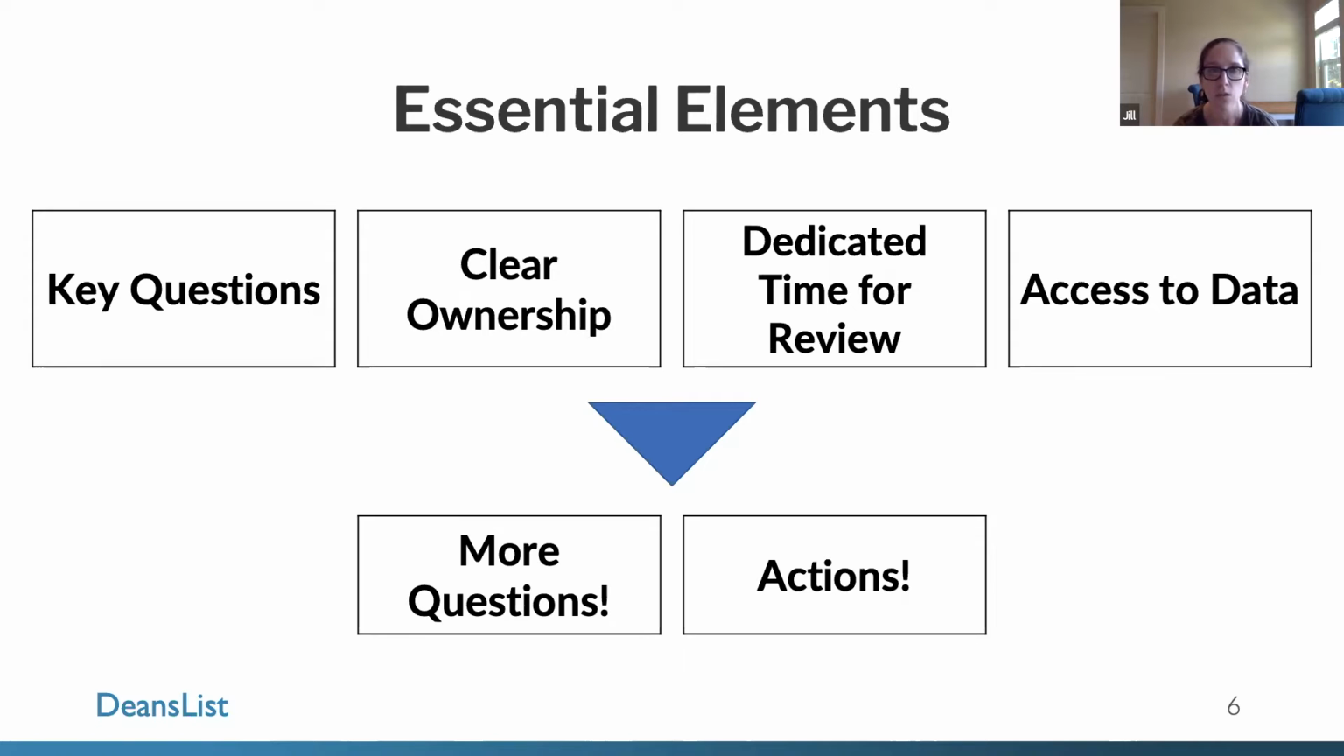And what we usually see when implementing these 4 components is that they generally lead to 2 things. They lead to more questions, which is a great effect of a good, healthy data review process, and also to actions. And these actions can often be really small, like calling a specific student or starting a homeroom initiative to address a pattern that you're seeing in the data.